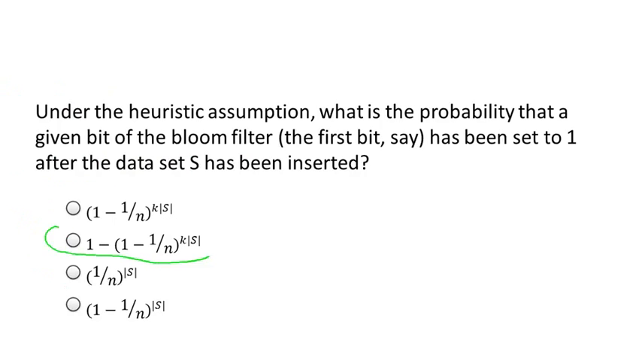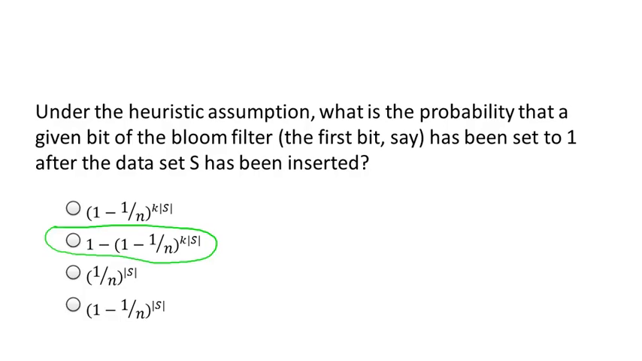All right, so this is a somewhat difficult quiz question, actually. The correct answer is the second answer. It's 1 minus the quantity 1 minus 1 over n, raised to the number of hash functions k times the number of objects, the cardinality of S. That's the probability that, say, the first bit of a Bloom filter has been set to 1 after the dataset capital S has been inserted.